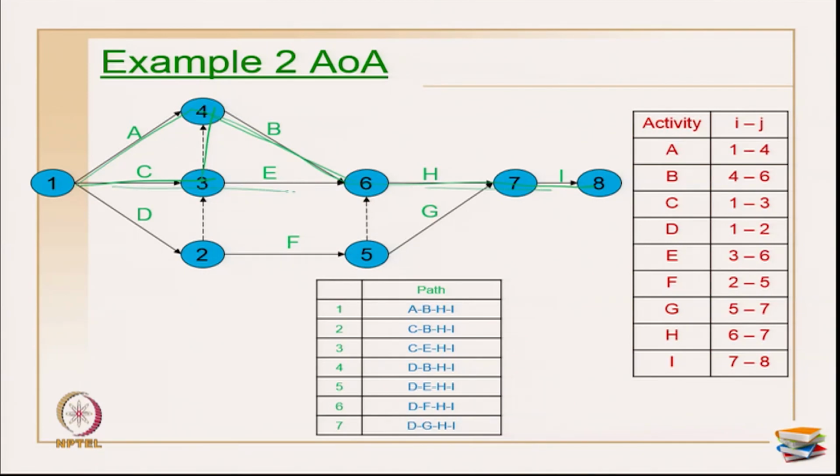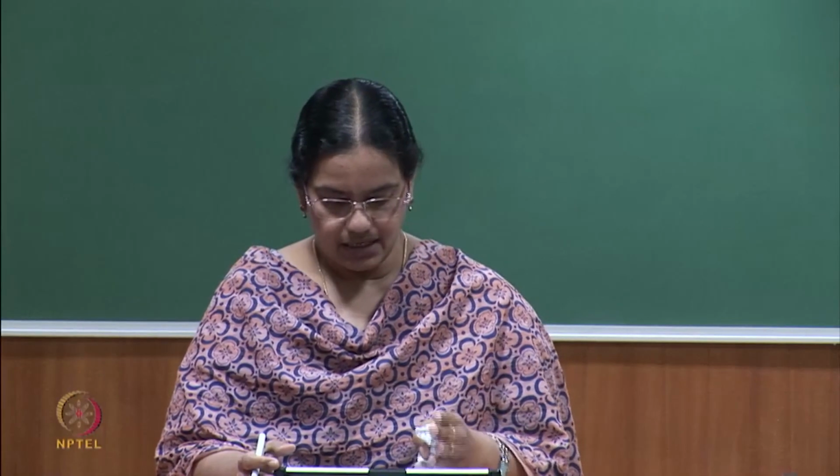Then I have C, E, H, I. Then I have D, B, H, I, D, E, H, I, D, F, H, I, and I have D, G, D, F, G, I also. So, these are the different paths I have in this particular network. Now, path explanation I am also showing along with this case.